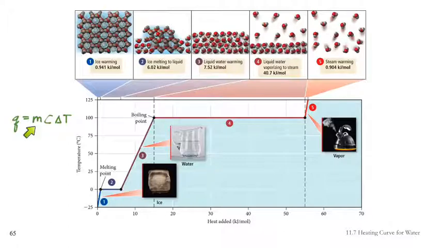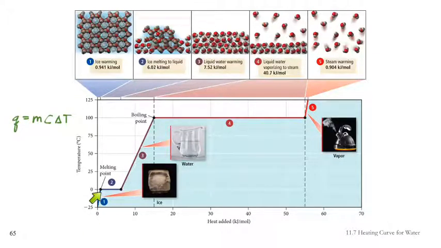You're going to need the mass of the water. Since this is 1 mole, it would be 18 grams. You use the specific heat capacity of ice and the change in temperature. The change in temperature will be the final temperature, 0, minus the initial, negative 25, so a positive 25 degree change. You can calculate that. There's the amount of energy needed to warm up the ice.